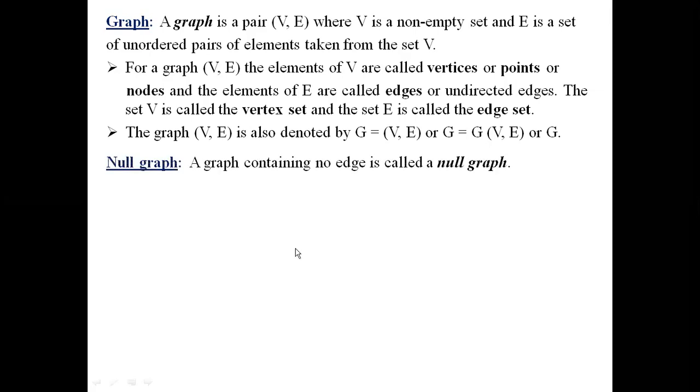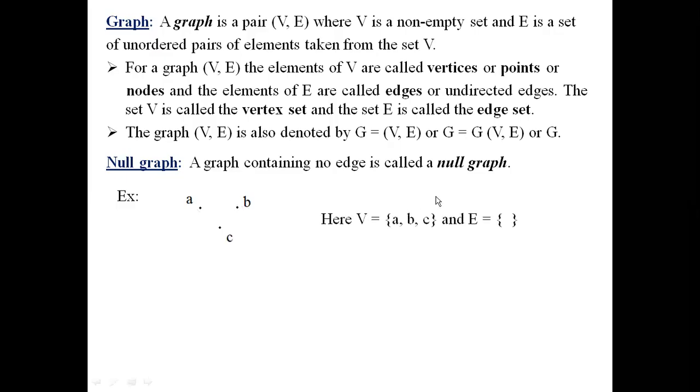Let us discuss what is a null graph. A graph containing no edge is called a null graph. So we have only the vertex set, but the edge set is empty. Such a graph is known as a null graph. Next, we'll take up an example for a null graph. So this is an example for a null graph where you can see only the vertices, where the edge set is empty.